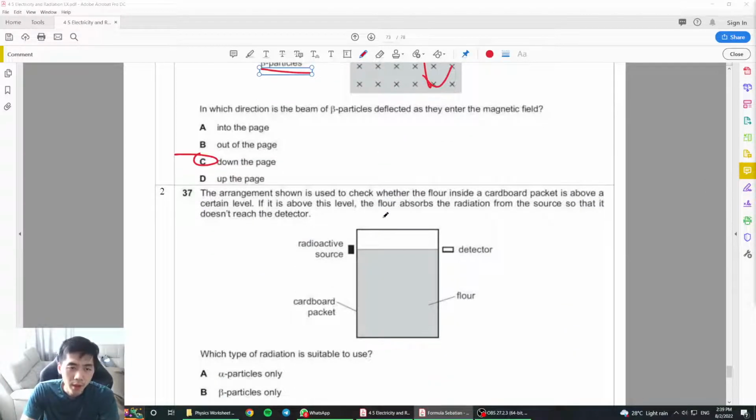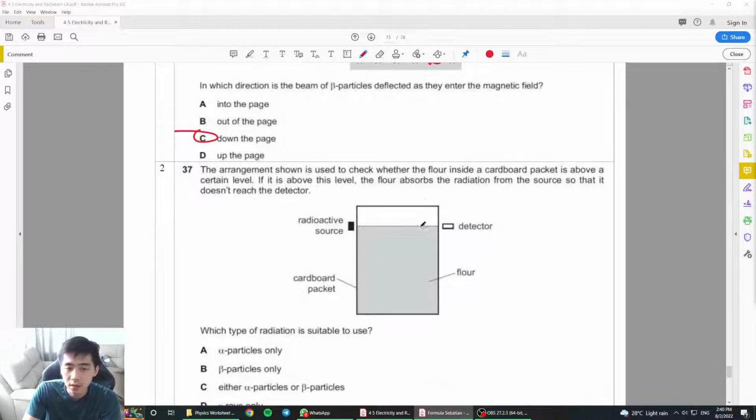Okay? Then the arrangement shown is used to check whether the flour inside a cardboard packet is above a certain level. If it is above this level, the flour absorbs the radiation from the source so that it doesn't reach the detector. And this is quite a famous IGCSE question, guys. You need to know what's going on here. This setup is essentially how the Coca-Cola cans and all the things that require filling know when to stop.